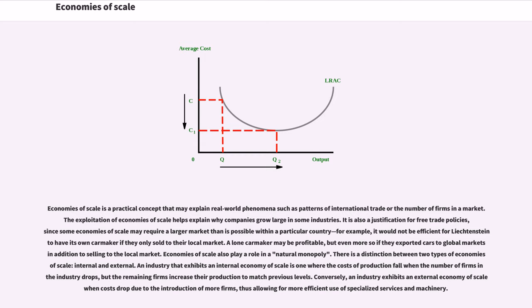There is a distinction between two types of economies of scale, internal and external. An industry that exhibits an internal economy of scale is one where the costs of production fall when the number of firms in the industry drops, but the remaining firms increase their production to match previous levels. Conversely, an industry exhibits an external economy of scale when costs drop due to the introduction of more firms, thus allowing for more efficient use of specialized services and machinery.